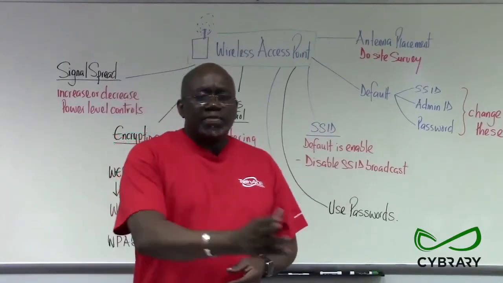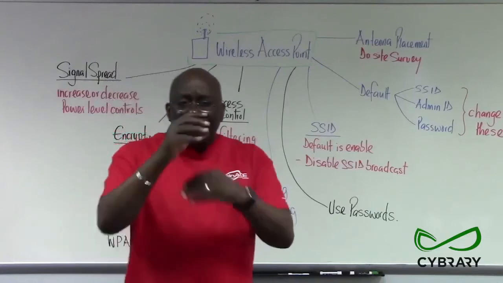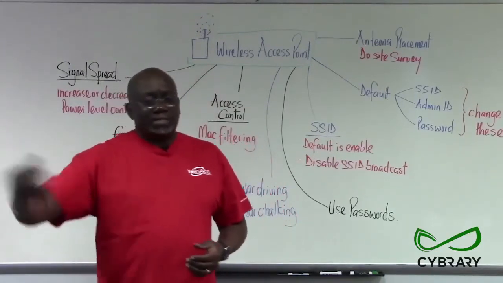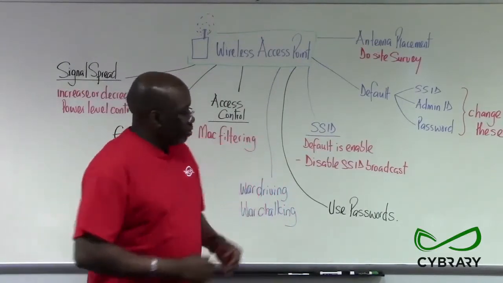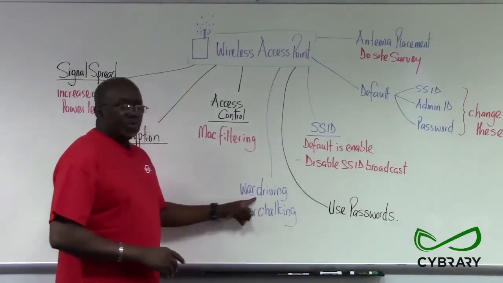So these people are driving around the neighborhood. They're detecting all these networks. When they detect the networks, they could then plan to attack the networks later. So detecting wireless networks by driving around the neighborhood is said to be war driving.